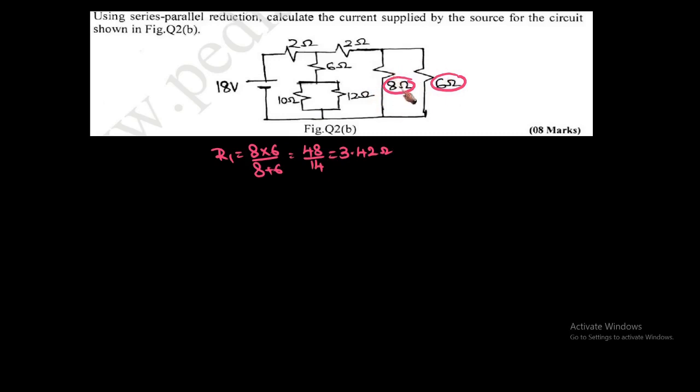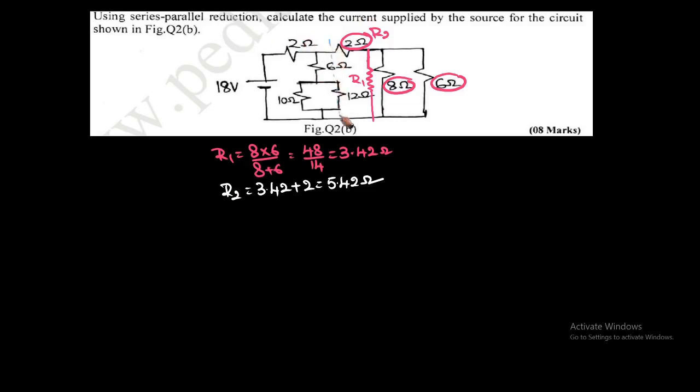These two are reduced. Next, this R1 and the 2 ohm are in series, which I consider as R2. So R2 will be 3.42 in series with 2 ohms, and finally you get 5.42 ohms. Up to this point I have reduced the circuit.